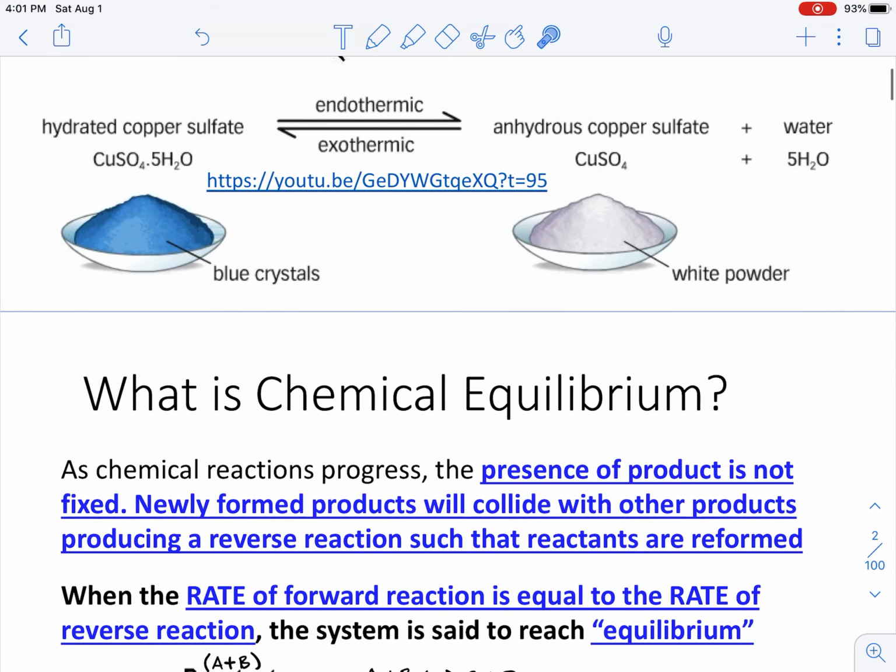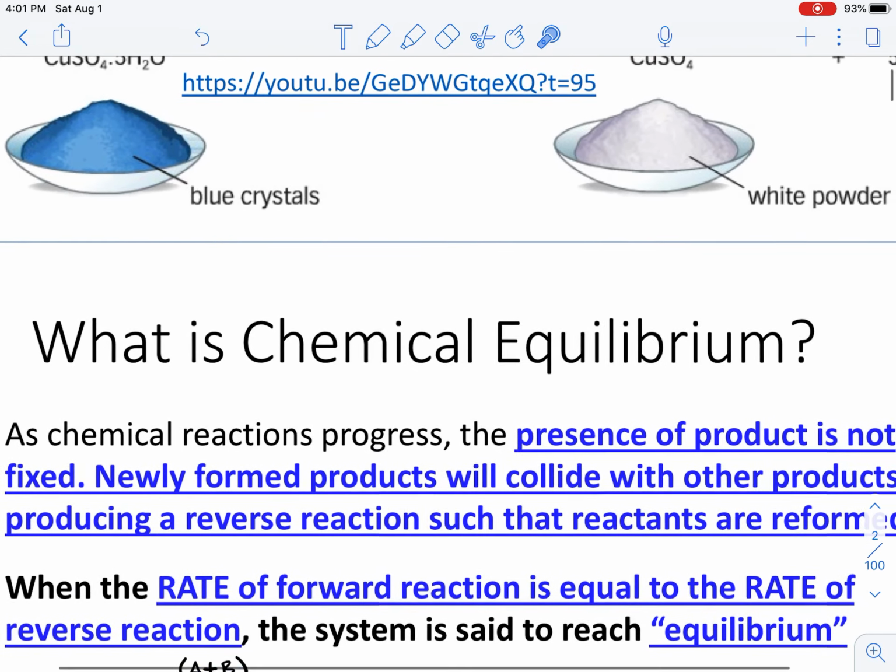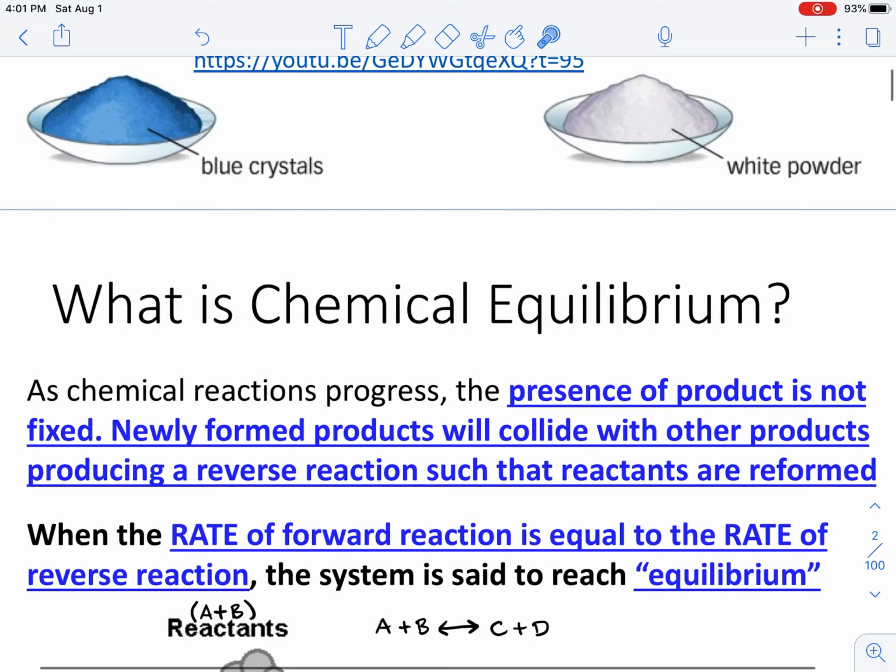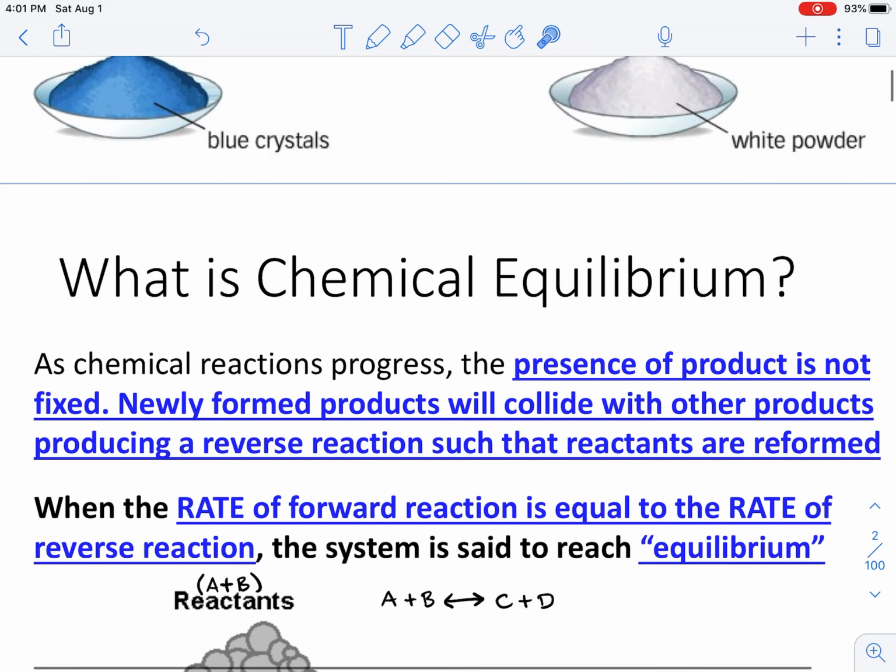And so when the rate of the forward reaction is equal to the rate of the reverse reaction, overall, the system has reached a state of equilibrium. And so for the remainder of this lecture video, I want to go ahead and further discuss the details of this idea of an equilibrium.